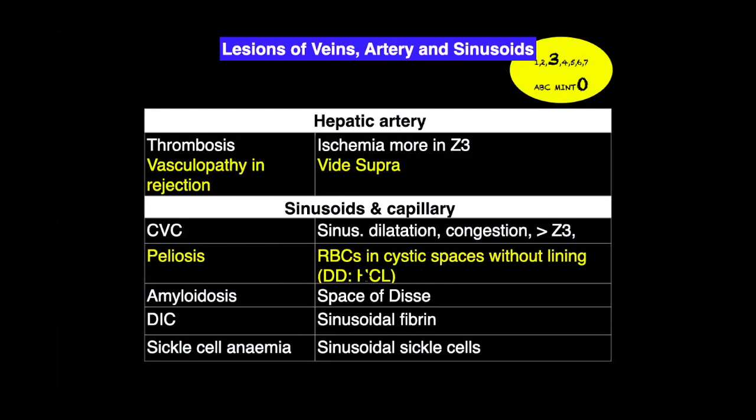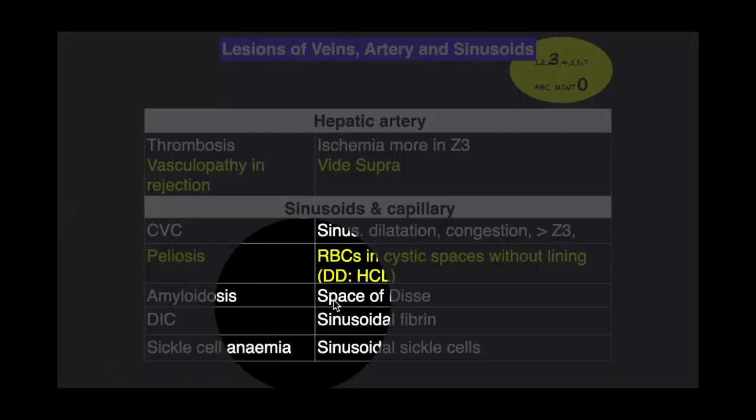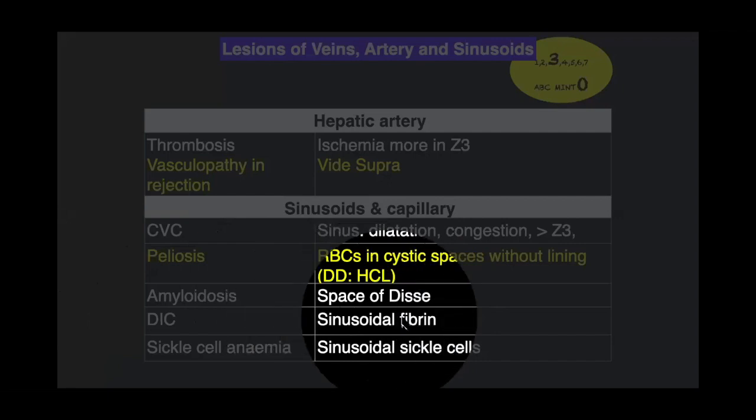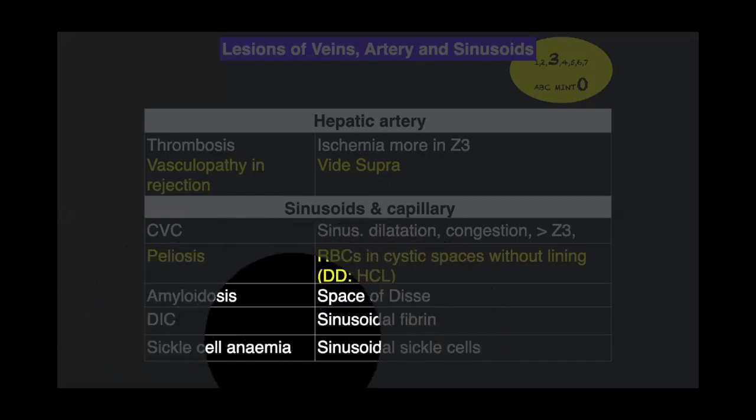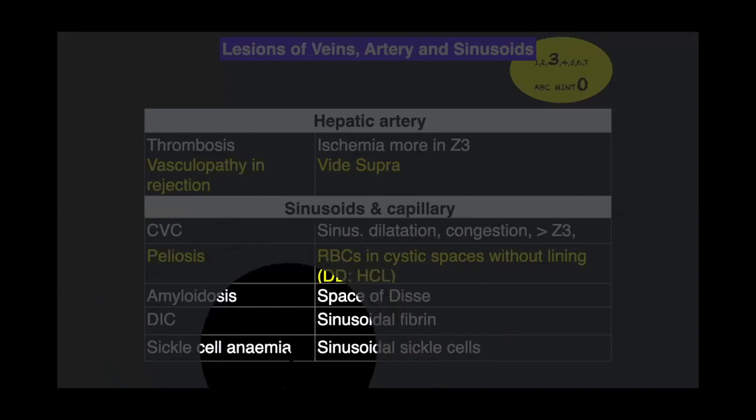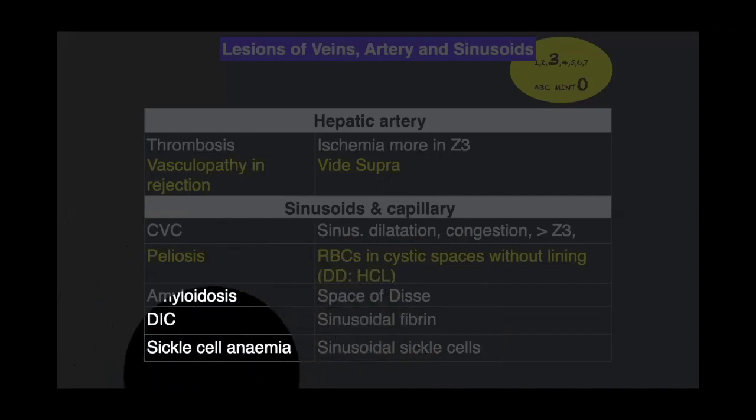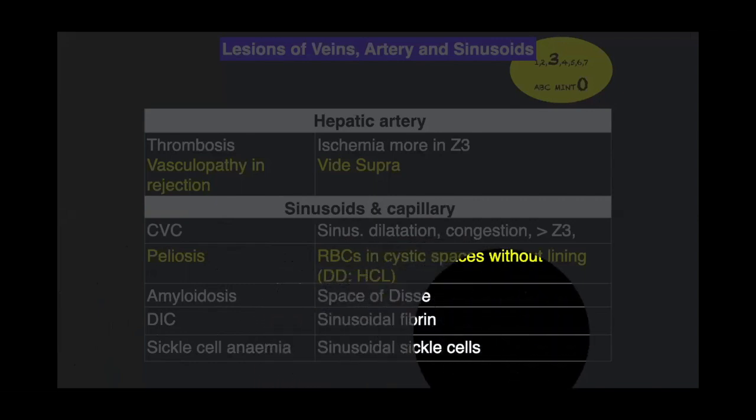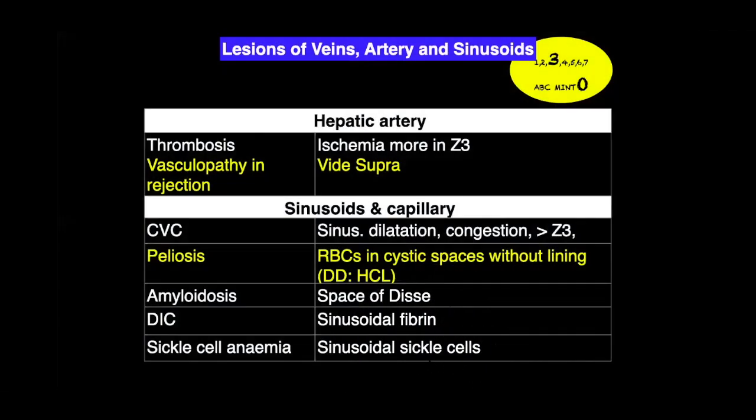And we already talked about amyloidosis in the space of Disse. And in case of DIC, you see sinusoidal fibrin. Sickle cell anemia, this is more of interest. Nobody does liver biopsy in sickle cell anemia. But in autopsy studies in sickle cell anemia patients, you see sinusoids filled with sickle-shaped RBCs. We will see some pictures.